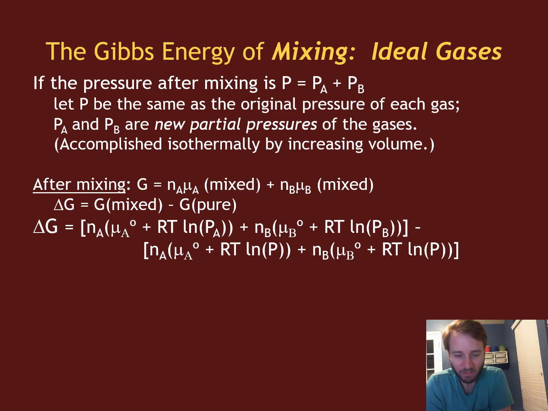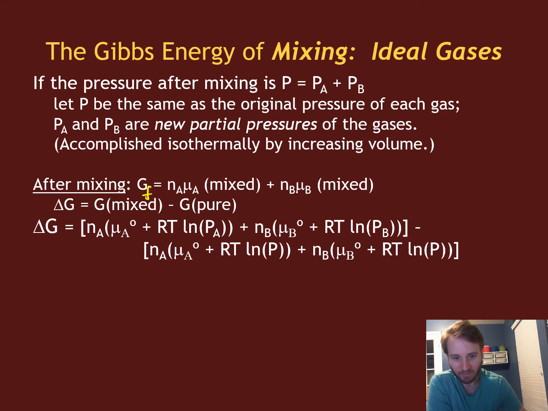And so after I've mixed these things, I now have that the total Gibbs energy after mixing, think of this as G final, is related to the chemical potential of A mixed times the number of moles of A plus the chemical potential of B mixed times the number of moles of B. Then that change in Gibbs free energy, the Gibbs free energy change of mixing, is related to the mixed Gibbs free energy minus the pure.